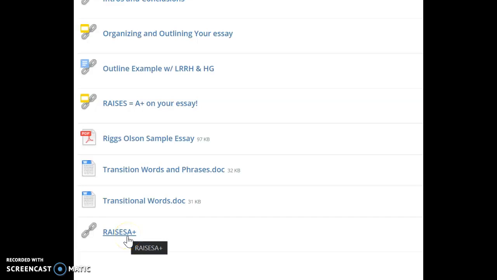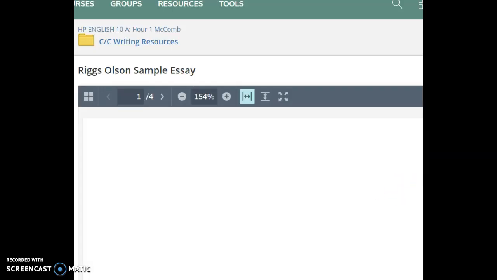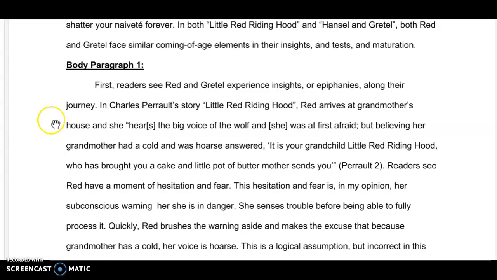I do want to point out a couple of things, and I'm just going to use my sample essay for this. Okay, so I scroll down to the first body paragraph. We can see that I do start with a topic sentence at the very beginning and a transition word. Now, before I give my evidence, because my first topic sentence says that Gretel and Red experience insights, I want to give some context before my example.